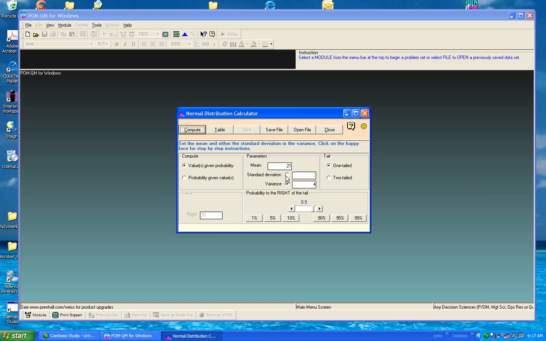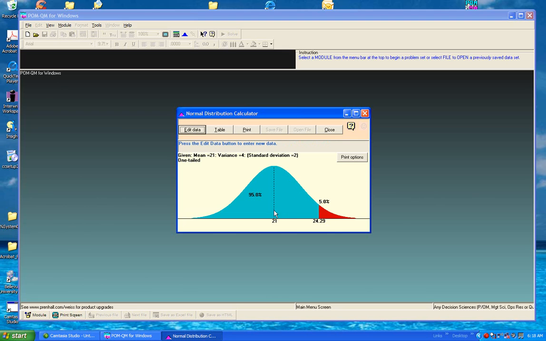You can edit the data again and do a one-tailed test, but now decrease the probability, and let's say you want to make it 5%. So probability that the project time will exceed a certain length of time, we want it to be 5%. So if you do that, you'll know that when the average duration is 21 weeks, the probability that the project time will take longer than 24 weeks is only 5%.